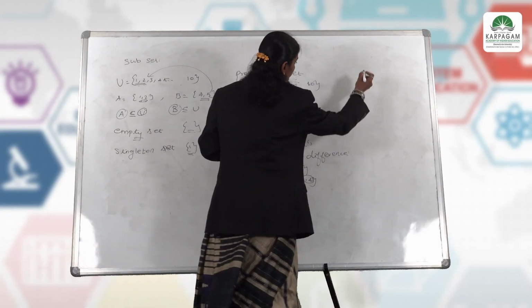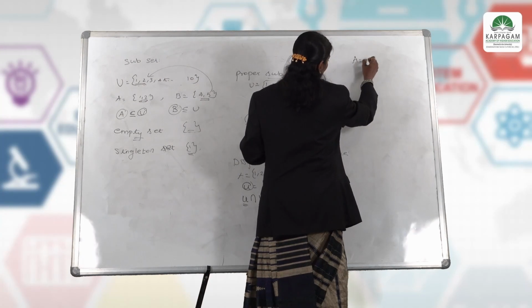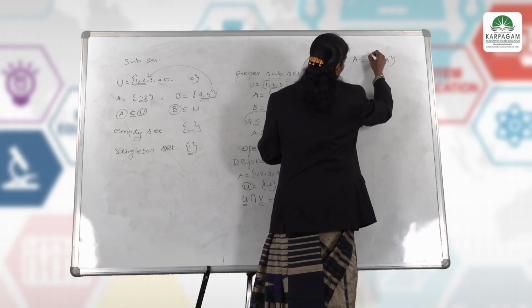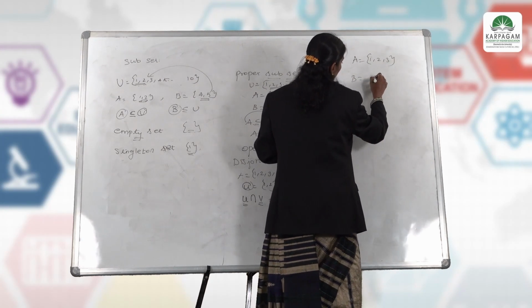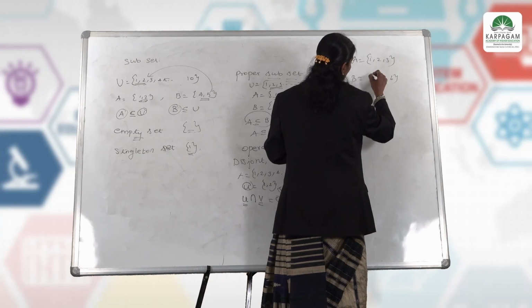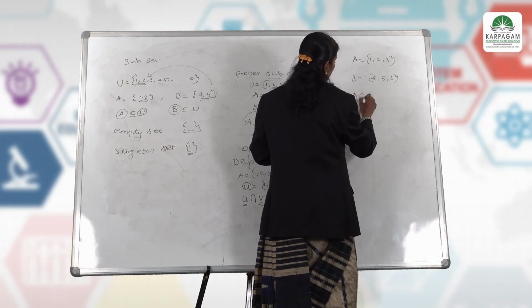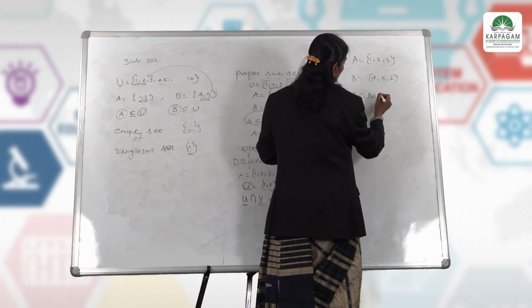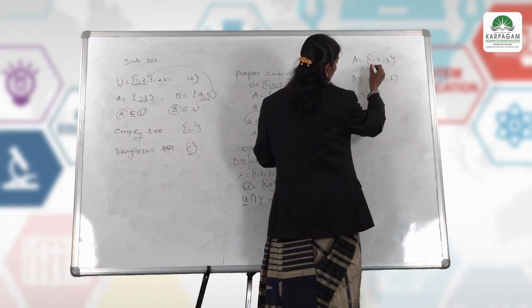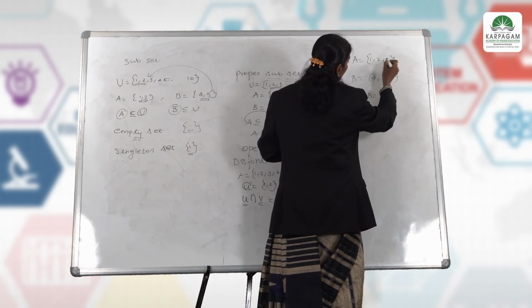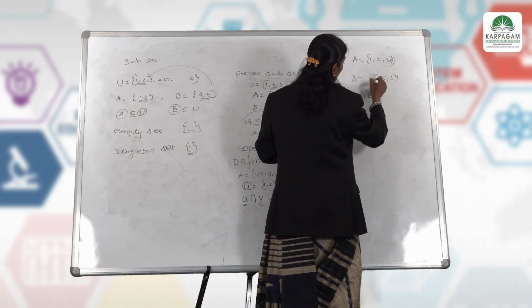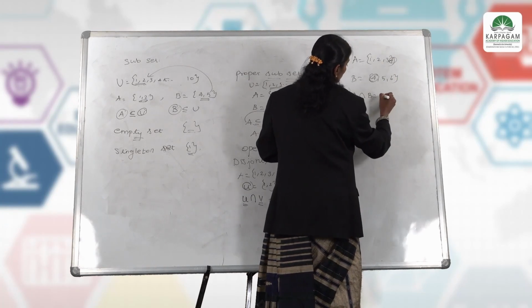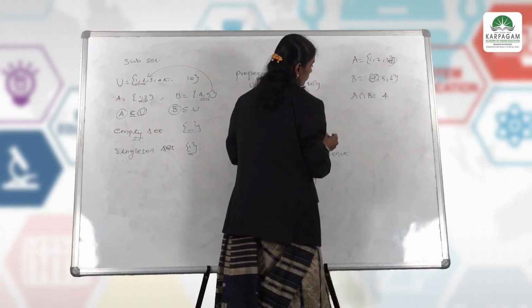Suppose you take A is equal to {1, 2, 3} and B is equal to {4, 5, 6}. Here A intersection B is equal to, you have to consider only the common elements of both sets. Here suppose you take 4. So, 4 and 4 are equal. So, here A intersection B is 4.